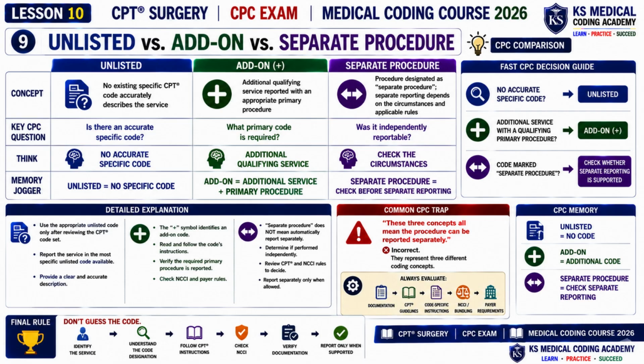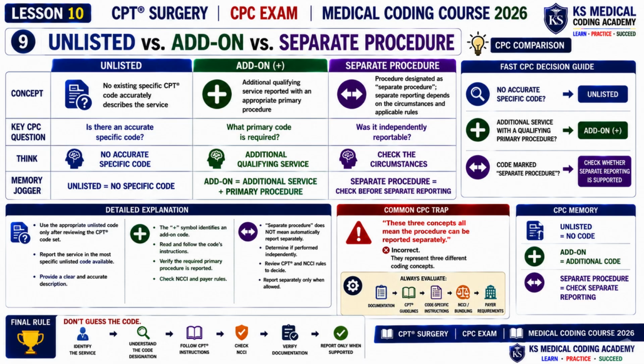Here's the common CPC trap. These three concepts all mean the procedure can be reported separately. That's incorrect. They represent three different coding concepts. Your CPC workflow is documentation → CPT guidelines → code-specific instructions → NCCI and bundling → payer requirements → report only when supported. Remember this simple memory. Unlisted equals no code. Add-on equals additional code. Separate procedure equals check separate reporting.